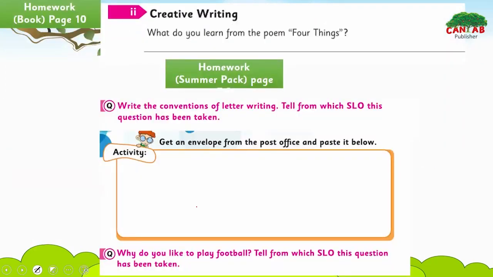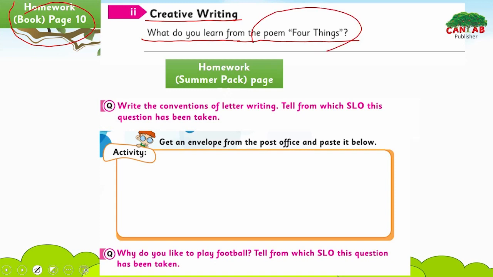So here students, there is homework on book page number 10 of creative writing. What do you learn from the poem 4 Things? Here you have to mention what you have learned in the poem 4 Things. What you have learned, students, tell me. You have learned the main 4 things that a person should apply on himself. So you have to write it down in your own writing.